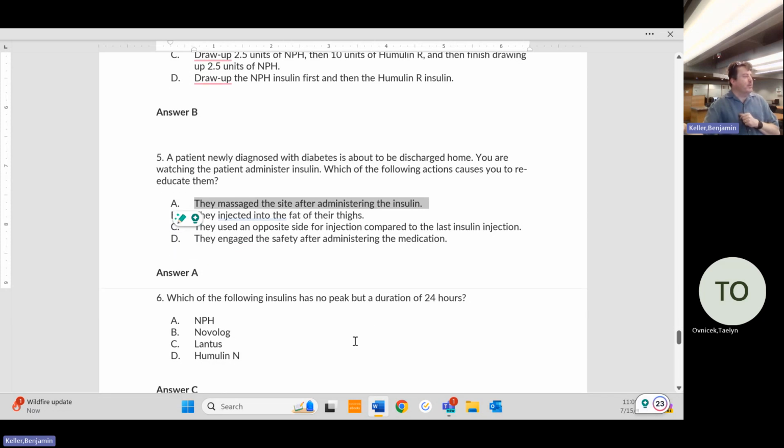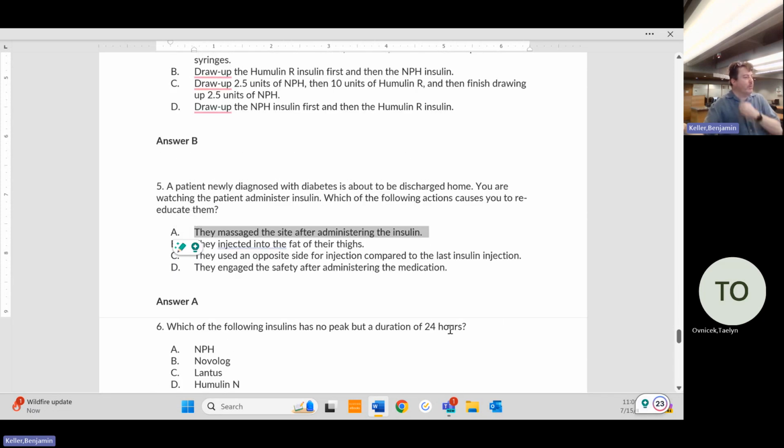All right. Which of the following insulins have no peak but duration of 24 hours? Oh, she's got these with the actual names on them, but that's okay. We can take a look at this. NPH, what do we know about that? It says an N in it, so that's normal. Novolog, let's see, that ends in log, so we know about that.